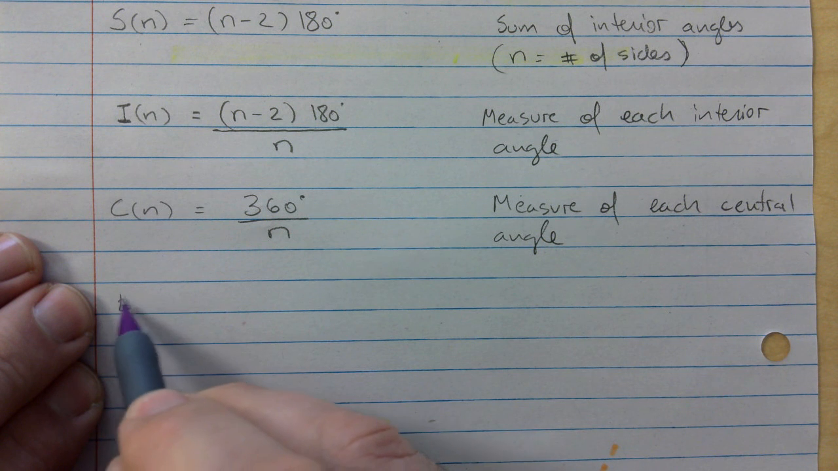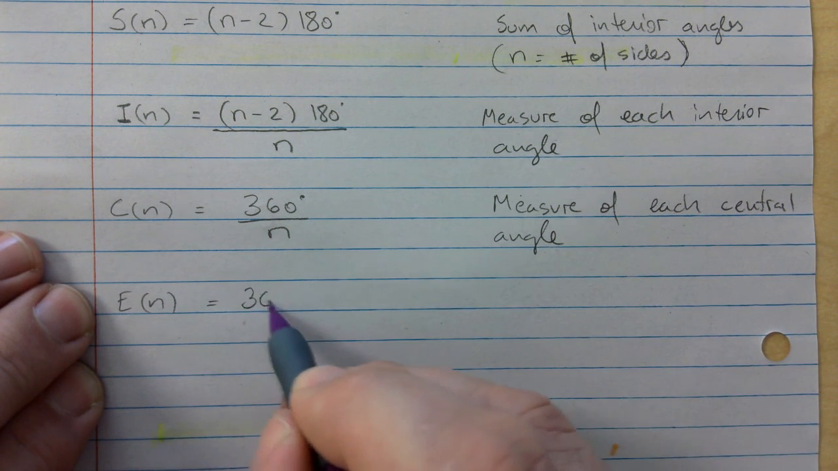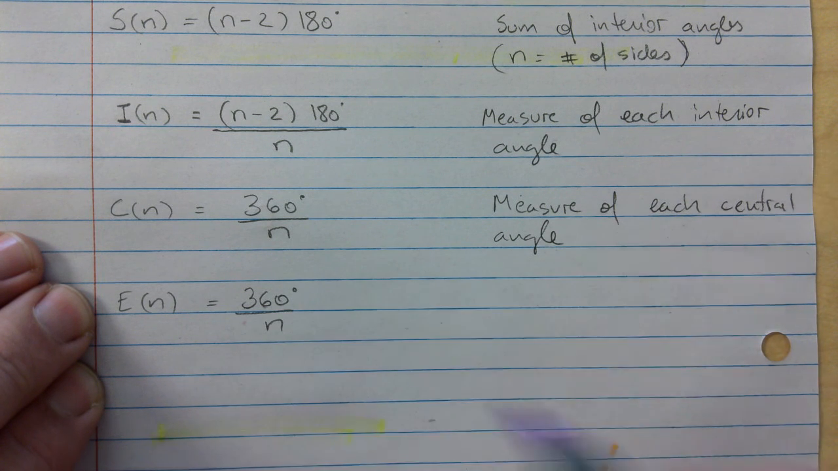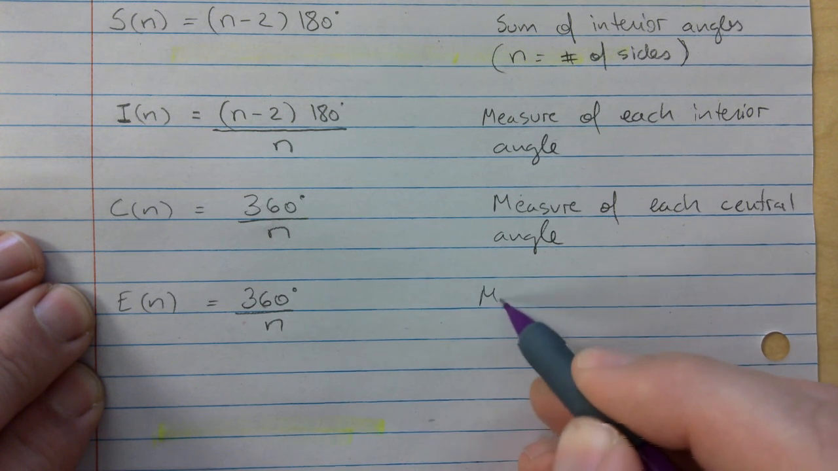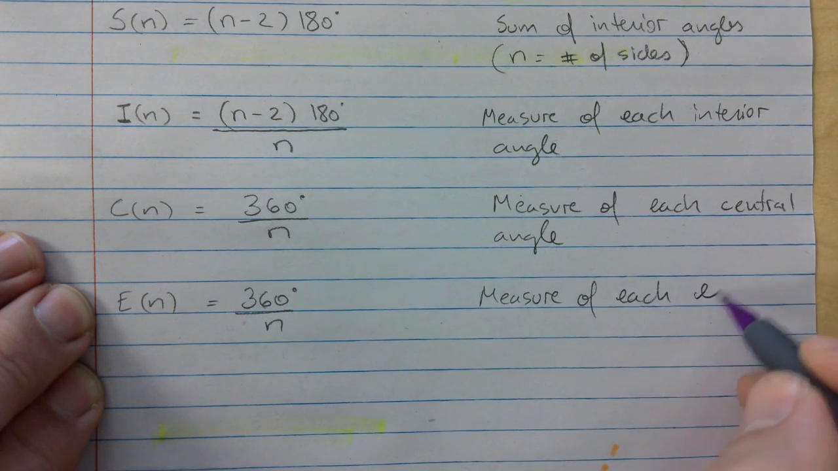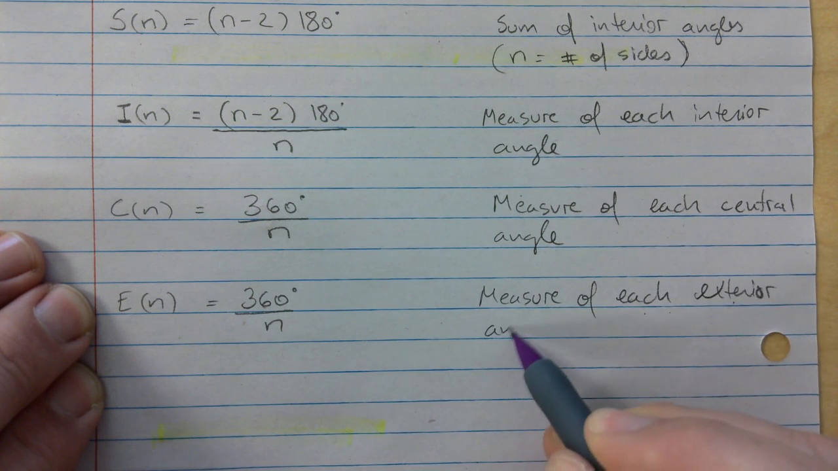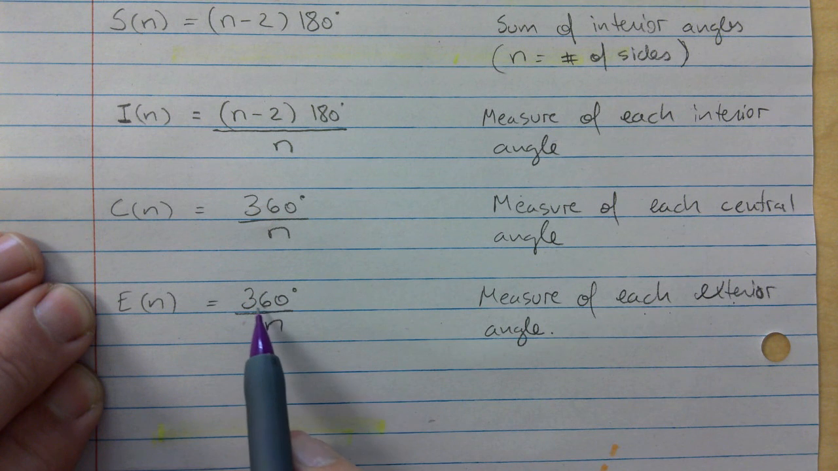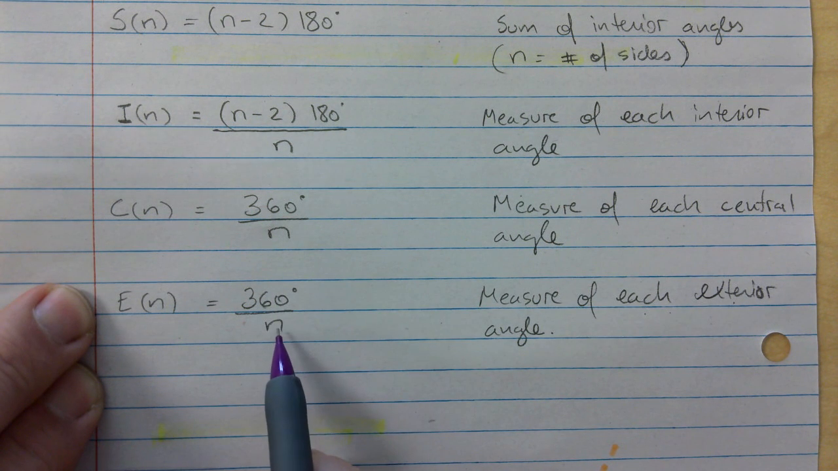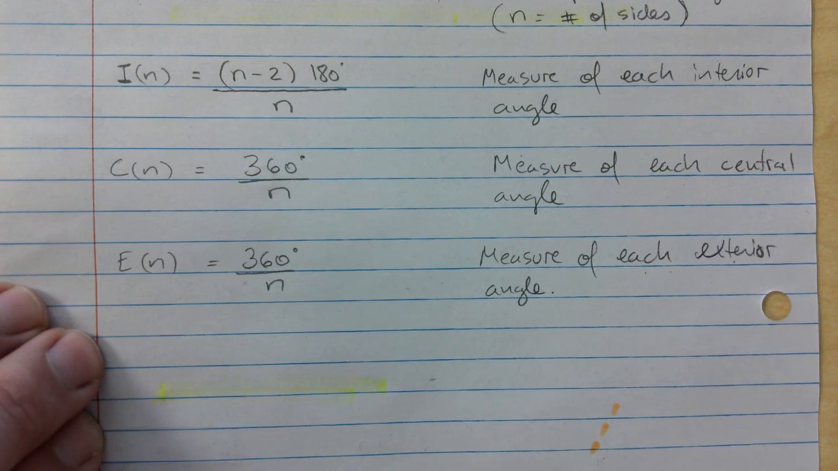E of n is going to be exactly the same as the central, and later on we'll see why that is. And it's the measure of each exterior angle. And here it comes up again: why are we taking 360 and dividing it by the number of sides? Because the sum of all exterior angles is always 360, so we'll just split it amongst the number of sides, and then we get it.